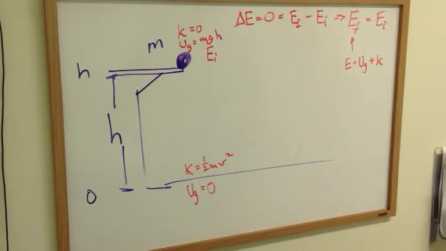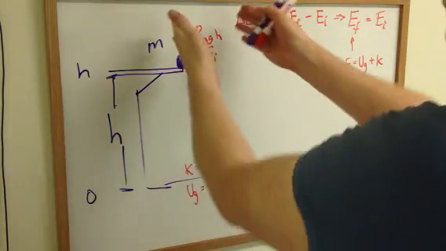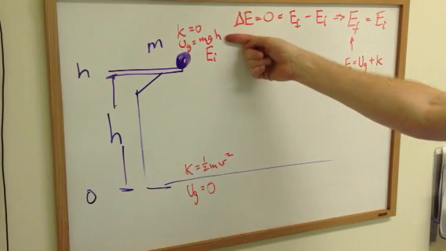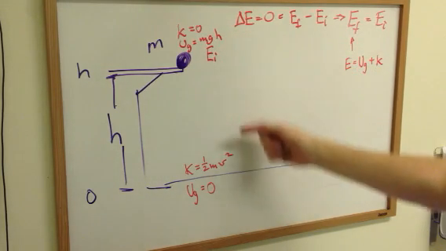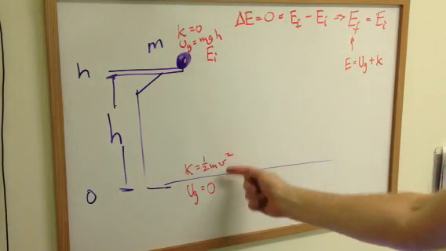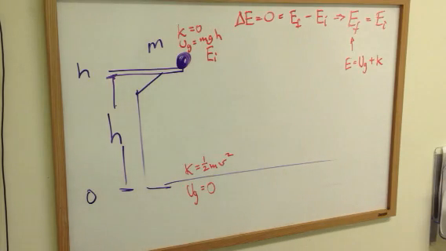So that would take you through part A, just to equate this to this. Whatever the energy in gravity is he has up here, he's going to lose that, and it's all going to end up as kinetic energy at the bottom.